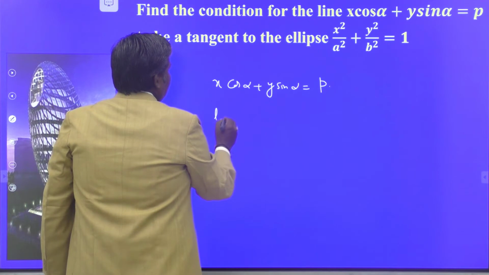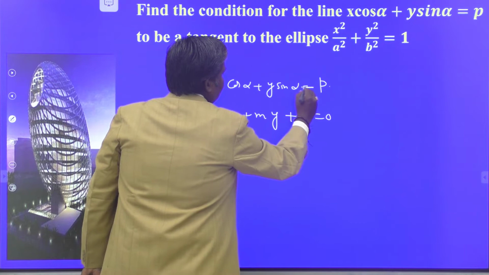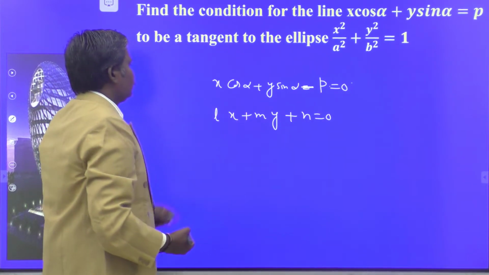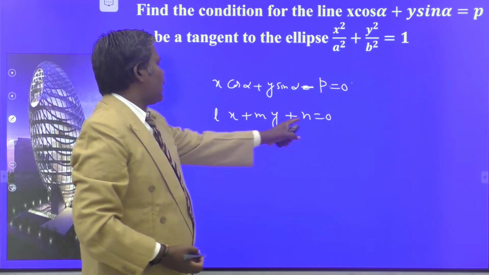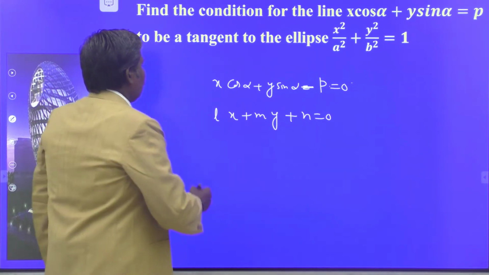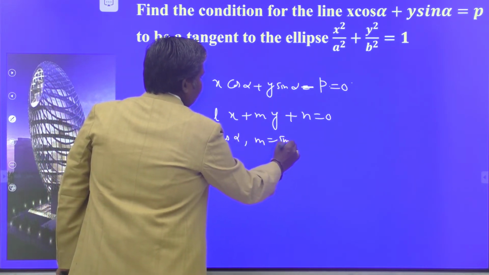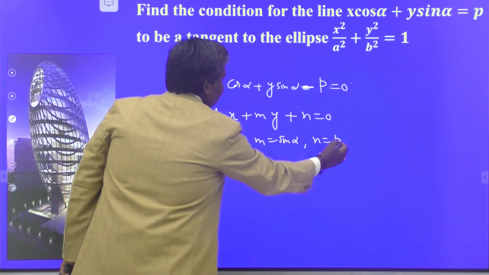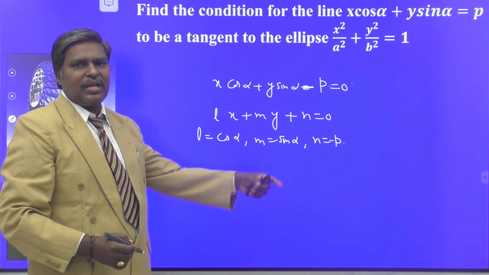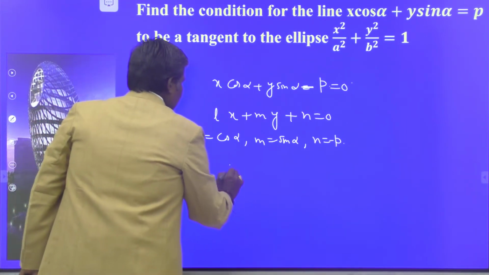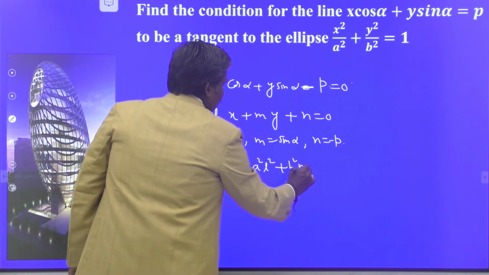Now, it is of the form lx plus my plus n equal to 0. So, that means x cos alpha plus y sin alpha minus p equal to 0. Compare with lx plus my plus n equal to 0. We have l is equal to cos alpha, m is equal to sin alpha and n is equal to minus p. What is our condition? The condition is n square is equal to a square l square plus b square m square.